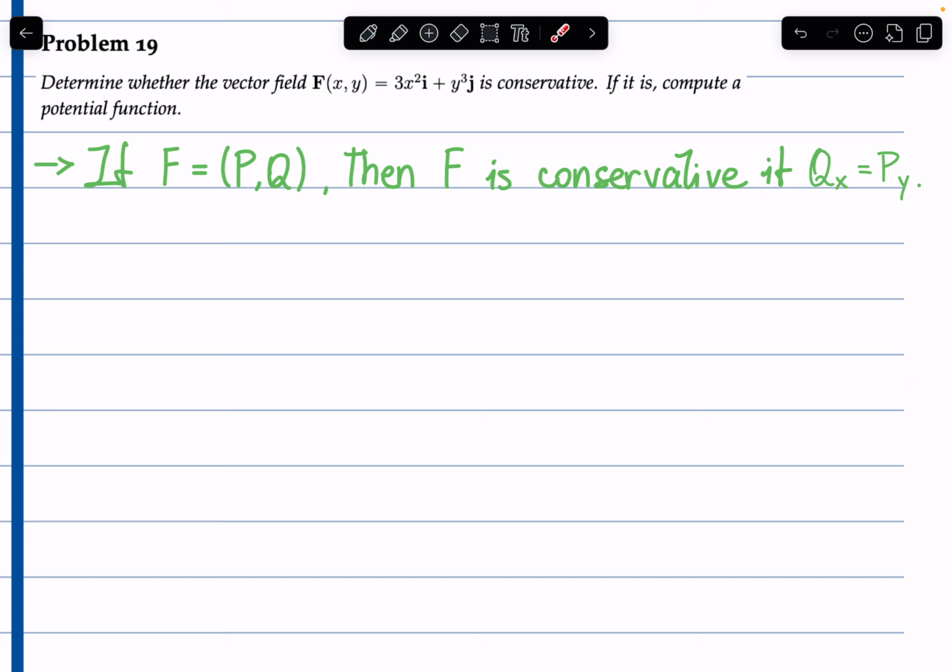A 2D vector field with coordinate functions p, q will be conservative if the x derivative of q matches the y derivative of p. For our example, we will check whether the vector field f is conservative.